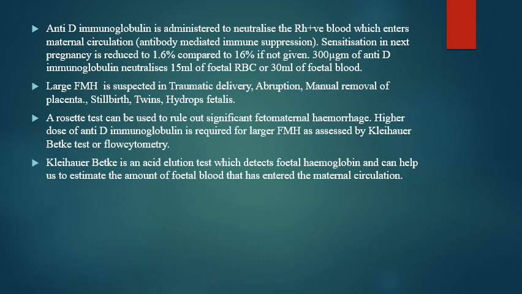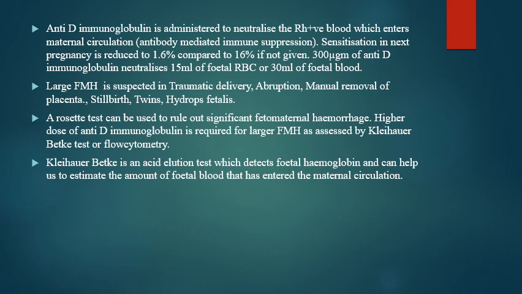Anti-D immunoglobulin is administered to neutralize the Rh positive blood which enters the maternal circulation. It causes antibody mediated immune suppression. Sensitization in subsequent pregnancy is reduced to 1.6% compared to 16% if it is not given. This 300 micrograms dose is sufficient to neutralize 15 ml of fetal RBC or 30 ml of fetal blood.